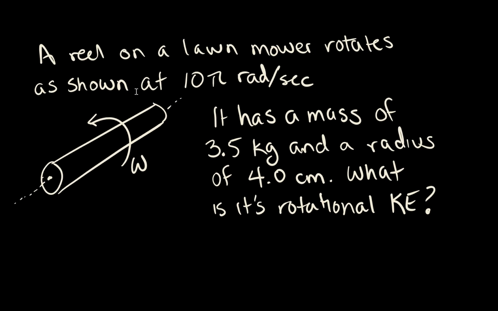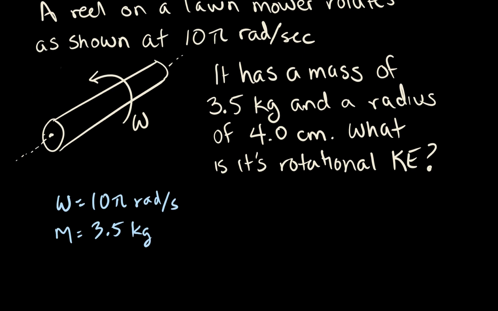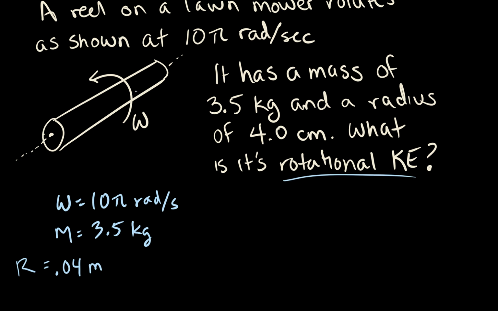Okay, so here we have a practice problem. A reel on a lawnmower rotates as shown at 10 pi radians per second. So we know our value for omega equals 10 pi radians per second. It has a mass of 3.5 kilograms, and it has a radius of 4 centimeters. So I'm going to convert that to 0.04 meters, and that's our radius r. We're supposed to find the rotational kinetic energy.